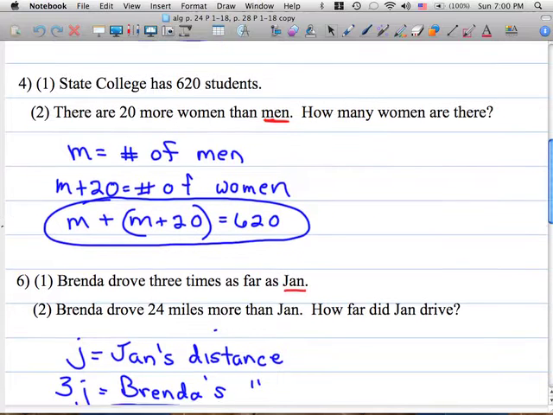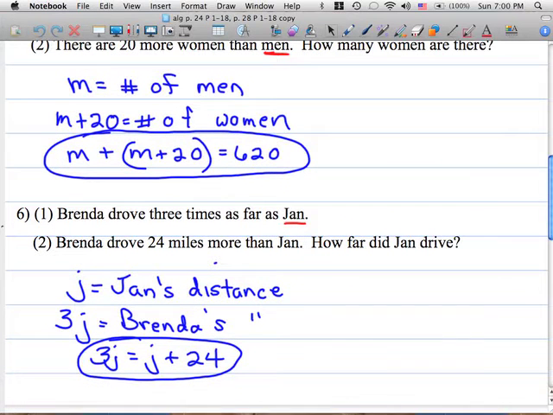Brenda drove 3 times as far, so 3J equals Brenda's. Now I'm going to use the second sentence to come up with the equation. Brenda, which is represented by 3J, drove is the verb, so that's equal. 24 miles more than Jan, J plus 24.